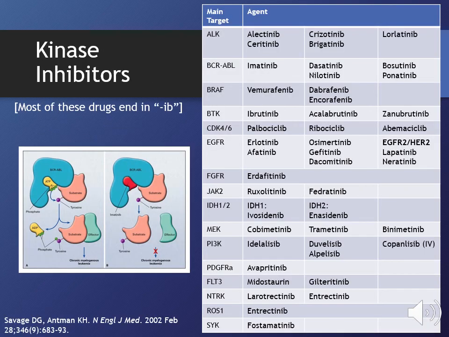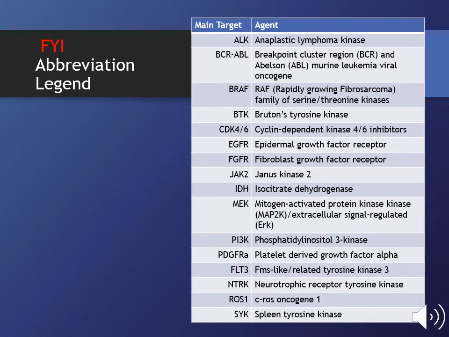Kinase inhibitors, for the most part, end in the suffix "ib". Many of them are oral therapies, and these drugs target an enzyme or protein inside the cell. When the drug binds to the kinase, it prevents phosphorylation and subsequent activation or deactivation of the enzyme. The table on the slide includes a listing of the kinase inhibitors that are currently approved in the US, and we'll talk about some of the commonalities in a few moments. Here is a legend for all the targets listed on the previous slide for your reference.